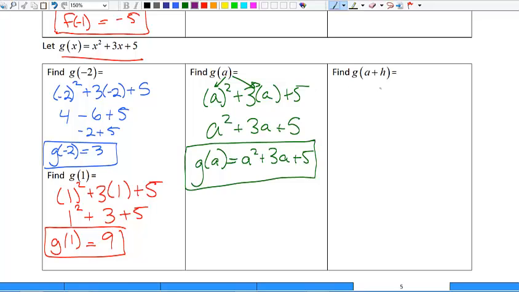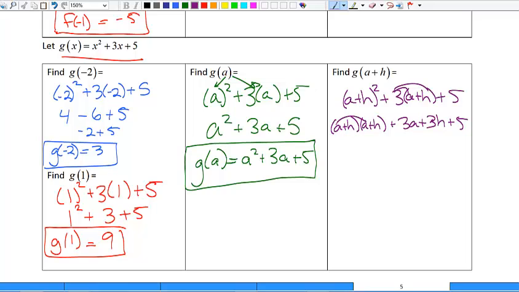Okay, on our last problem, we have g of a plus h. So every time I see an x, I'm going to put an open parentheses and come back and fill them in with a plus h. Now this problem is a little bit more difficult because when you have a binomial squared, you have to write it out twice. I can distribute the 3. But here I have to go ahead and distribute some more. I cannot square in my head unless you've memorized the formula. So I have a squared plus ah plus ah plus h squared.